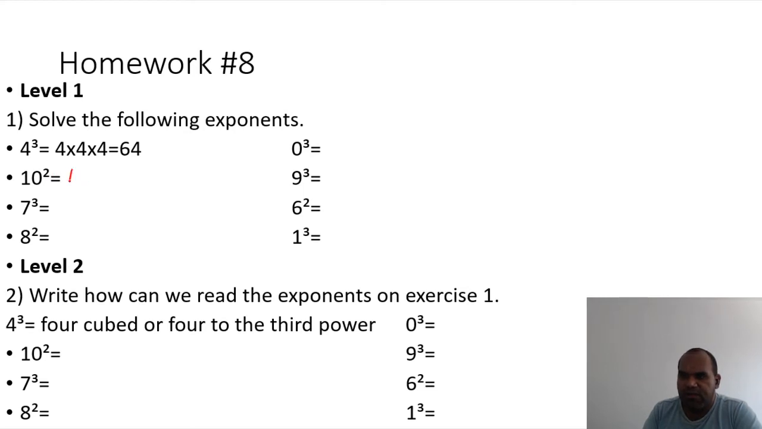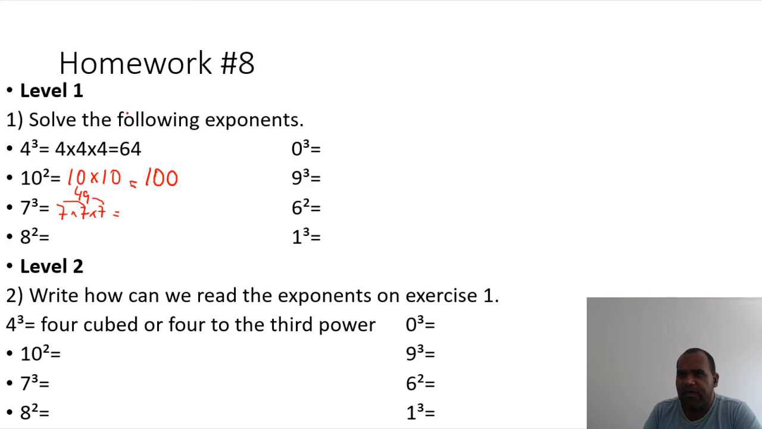Number 2 asks to take 2 copies of number 10, multiplied together. 10 times 10 is 100. Okay, 7 cubed. As you know, I need 3 copies of number 7. 1, 2, 3. And right now, multiply together. 7 times 7, 49. 49 times 7.